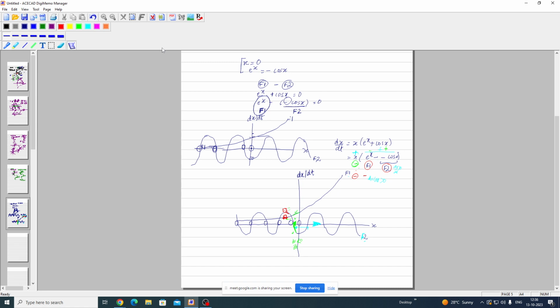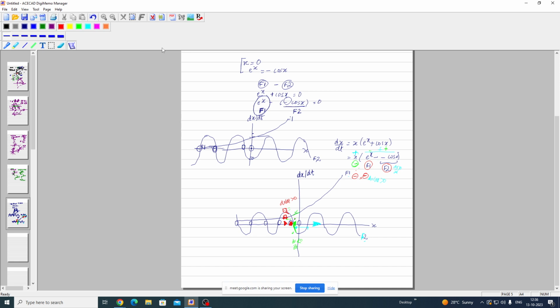So now we are dealing with a situation where we have negative multiplied by negative. What happens when minus times minus happens? dx/dt becomes positive. Minus times minus is plus. So the flow between these two fixed points is to the right. So what kind of stability does the second fixed point from the right have? It's a stable fixed point.